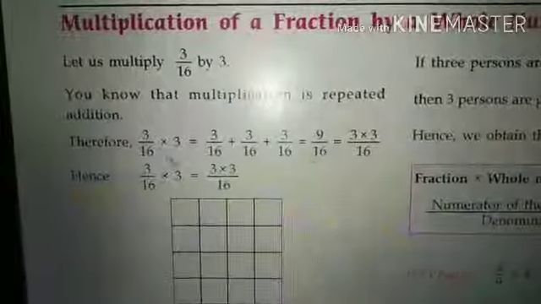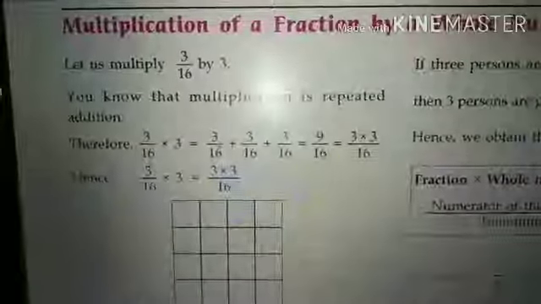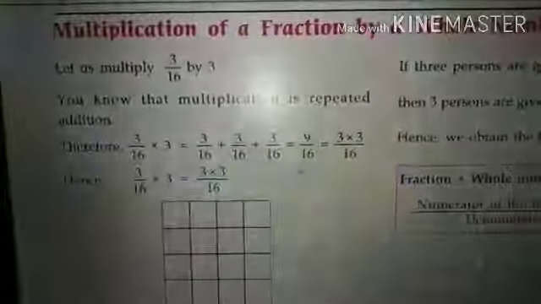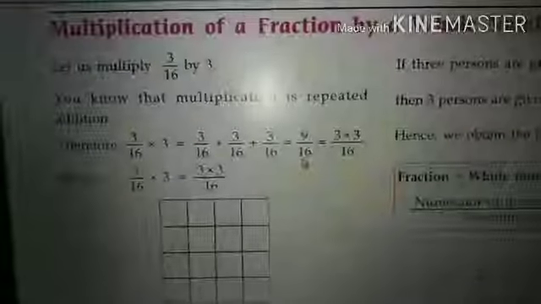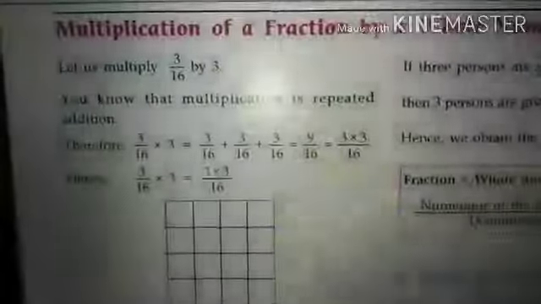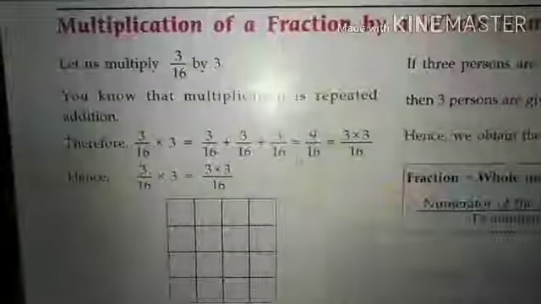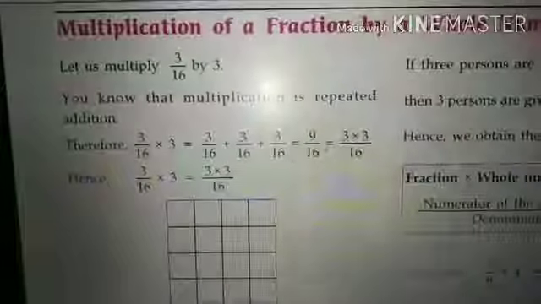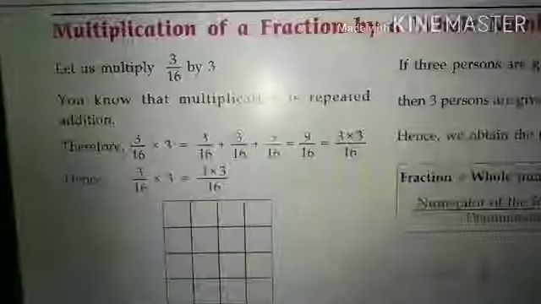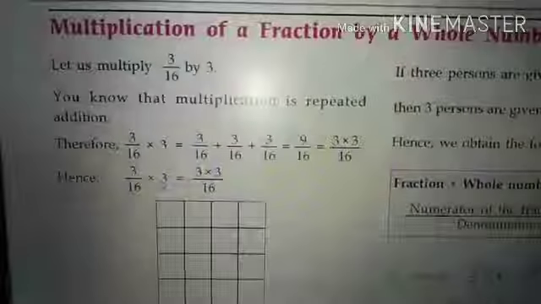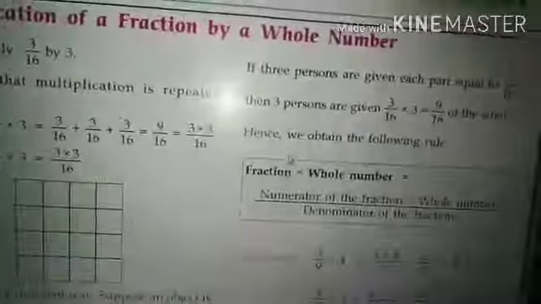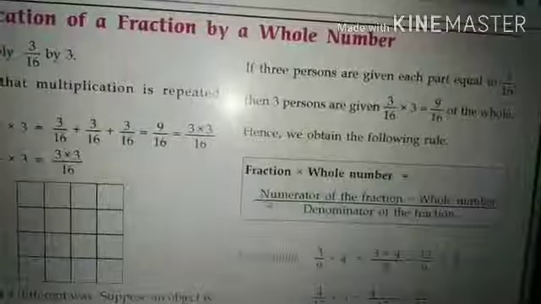You can see here the same denominator. This is an example of like fractions. In the addition of like fractions, we put the denominator 16 once, and 3 plus 3 is 6 and 6 plus 3 is 9. So this addition comes to 9/16. That means 3 into 3/16. Hence 3/16 multiplied by 3 is equal to 3 multiplied by 3/16. Hence we obtain the following rule: fraction into whole number.